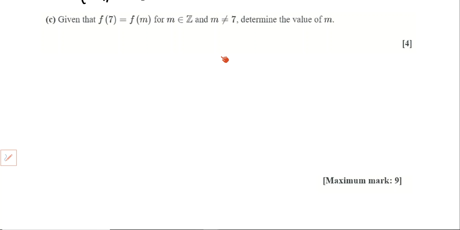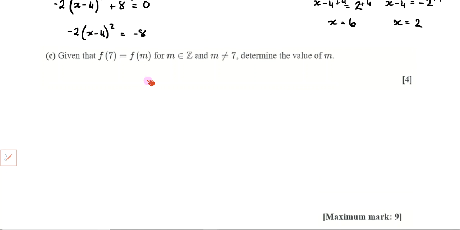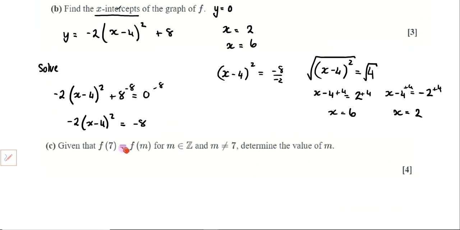So it says, given that f of m is equal to f of 7. Do you know what this means? m is an element of the integers, whole numbers. And then it says m is not 7. Why is that true? Because we've already used 7. So there are two possible answers. You know with quadratics, there's normally two things that equal the same thing, yeah? So what we want to know is, what does f of 7 give me?